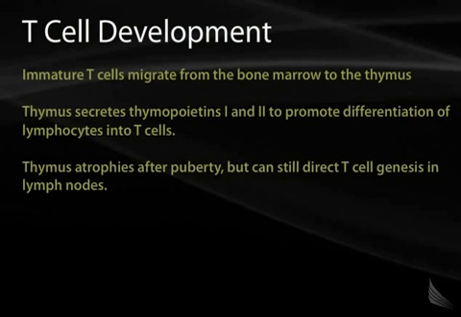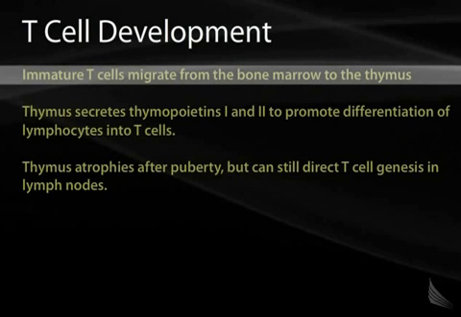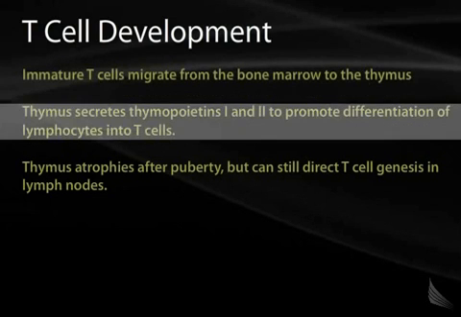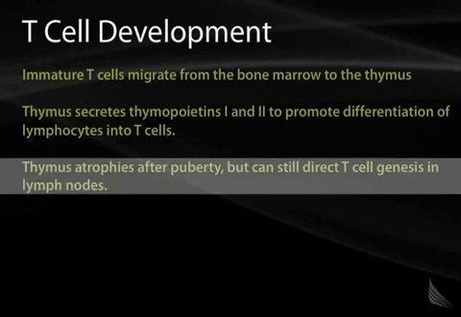Now, starting from the very beginning, remember that these immature T cells are born from the pluripotent stem cells, the hematopoietic stem cells in the bone marrow. Before they mature, they leave the bone marrow as immature T cells and migrate into the thymus. The thymus secretes thymopoietins 1 and 2 to promote differentiation of lymphocytes into T cells. Also, it's important to note that the thymus atrophies after puberty.